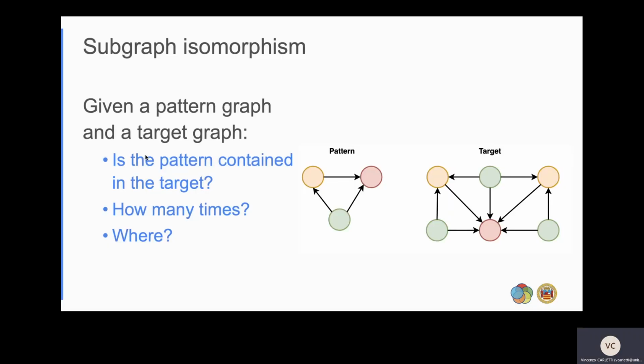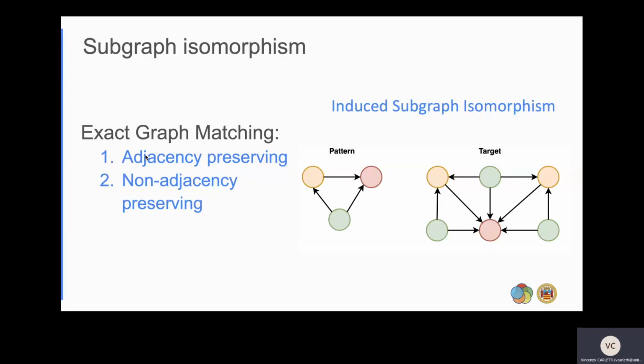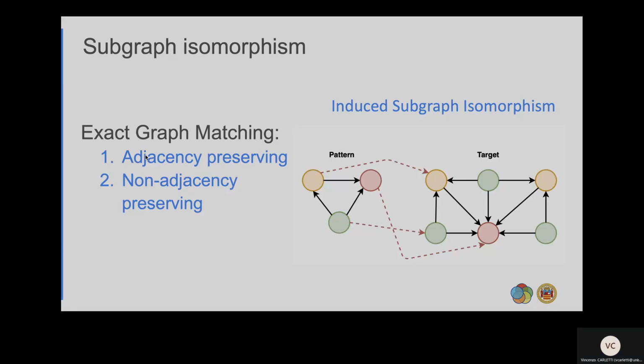Subgraph isomorphism is the problem of finding a correspondence between pattern and target graphs, in order to understand if the pattern is contained inside the target graph, how many times, and where. It has to preserve the structure of the pattern graph inside the target graph. This means that we need to preserve the adjacency and non-adjacency among the nodes. This is also called induced subgraph isomorphism. This is an example of one of the solutions of these 2 graphs.